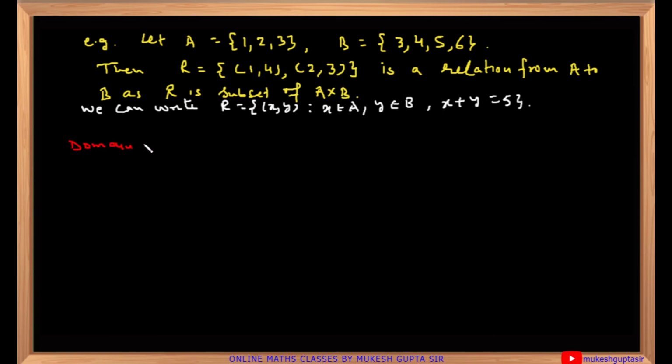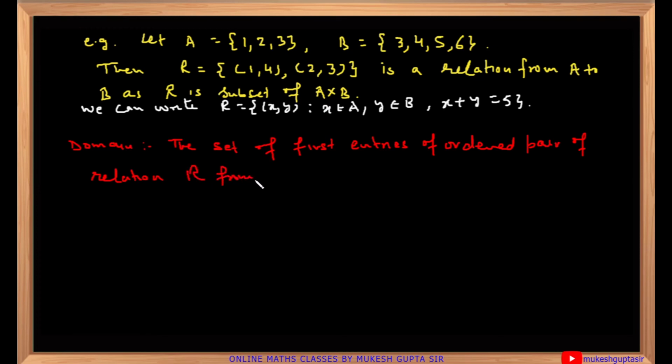Domain and range of a relation. Domain. The set of first entries of ordered pairs of relation R from A to B. The set of first elements of ordered pairs of relation R from A to B is defined as the domain of relation R. Let us now define range.